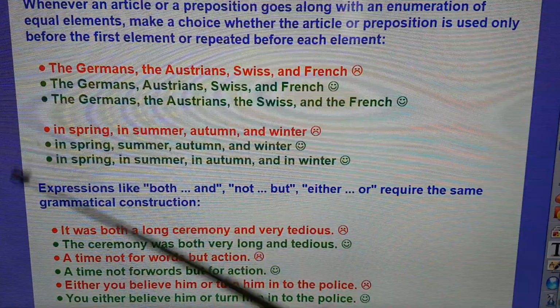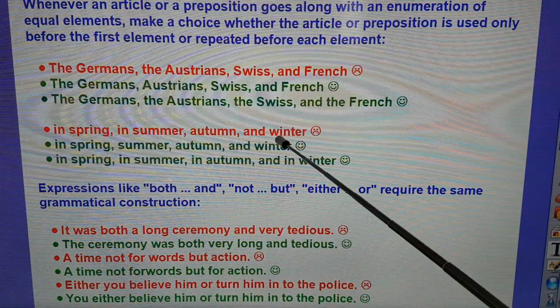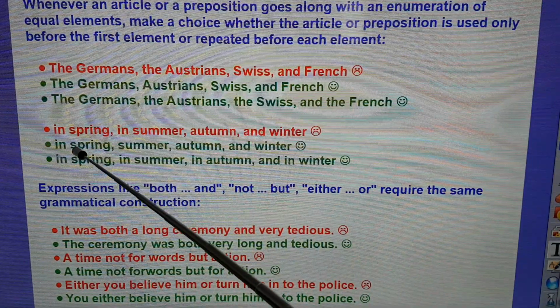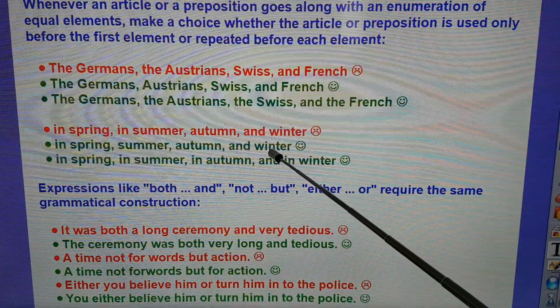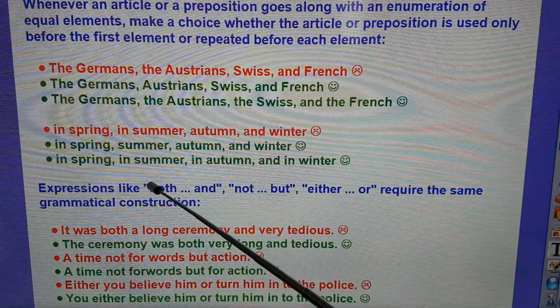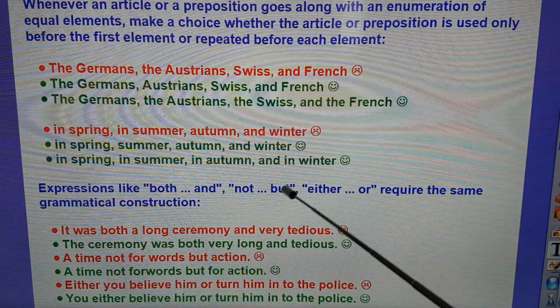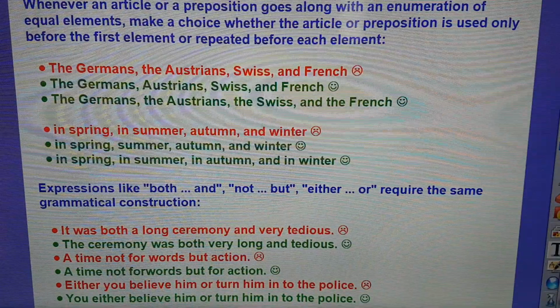The same goes for prepositions. In spring, in summer, autumn, and winter. No go. In spring, summer, autumn, and winter. Good. In spring, in summer, in autumn, and in winter. Super. Great. Use that.